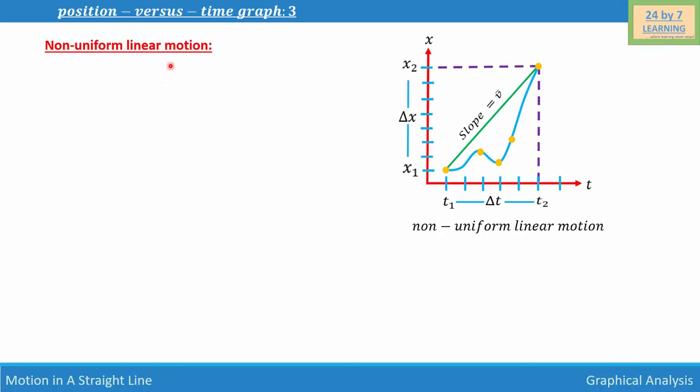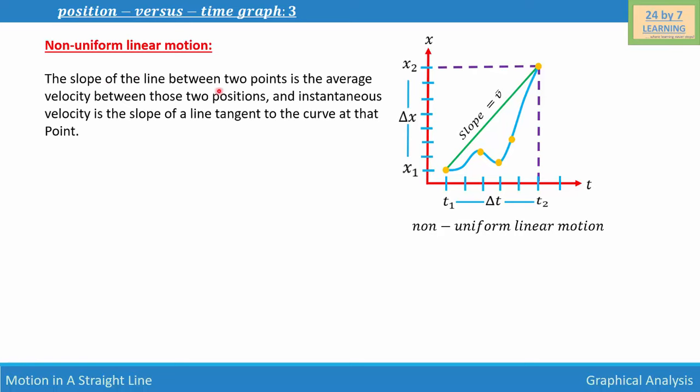Non-uniform linear motion is defined as follows: the slope of the line between 2 points is the average velocity between those 2 points, and the instantaneous velocity is the slope of the line tangent to the curve at the point. So if we want to find the average velocity, we need to find the slope of this line. But if we want to find the instantaneous velocity, we need to find the slope of the tangent line at those given points. And in this case, I'm considering only 3 points, but you can have more than that.